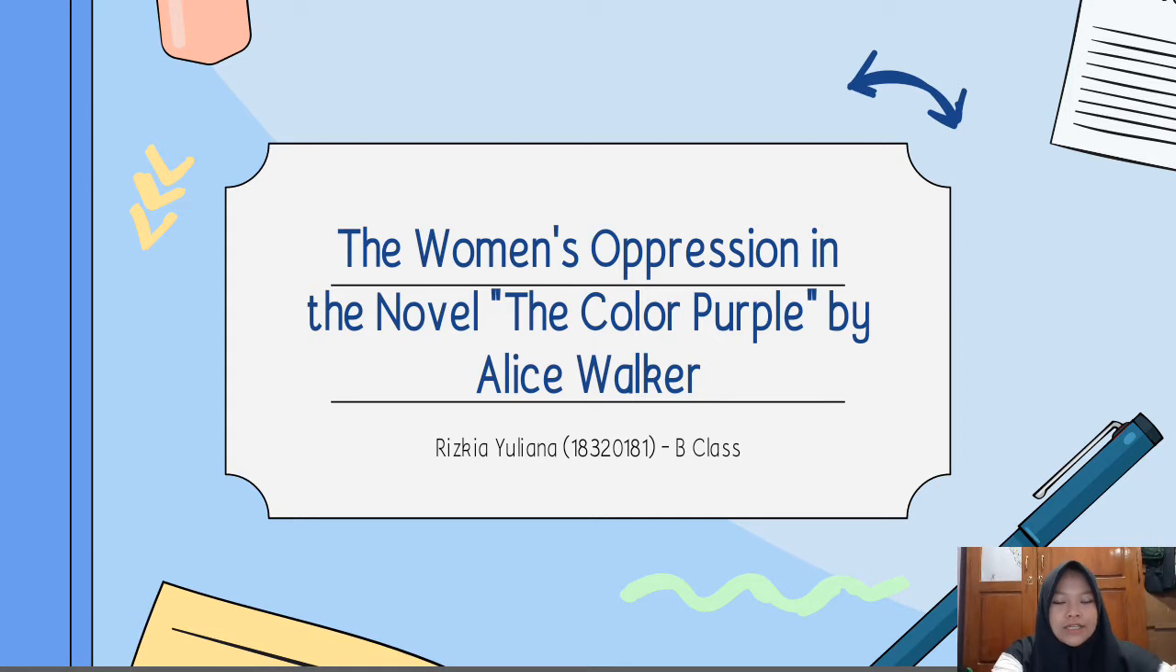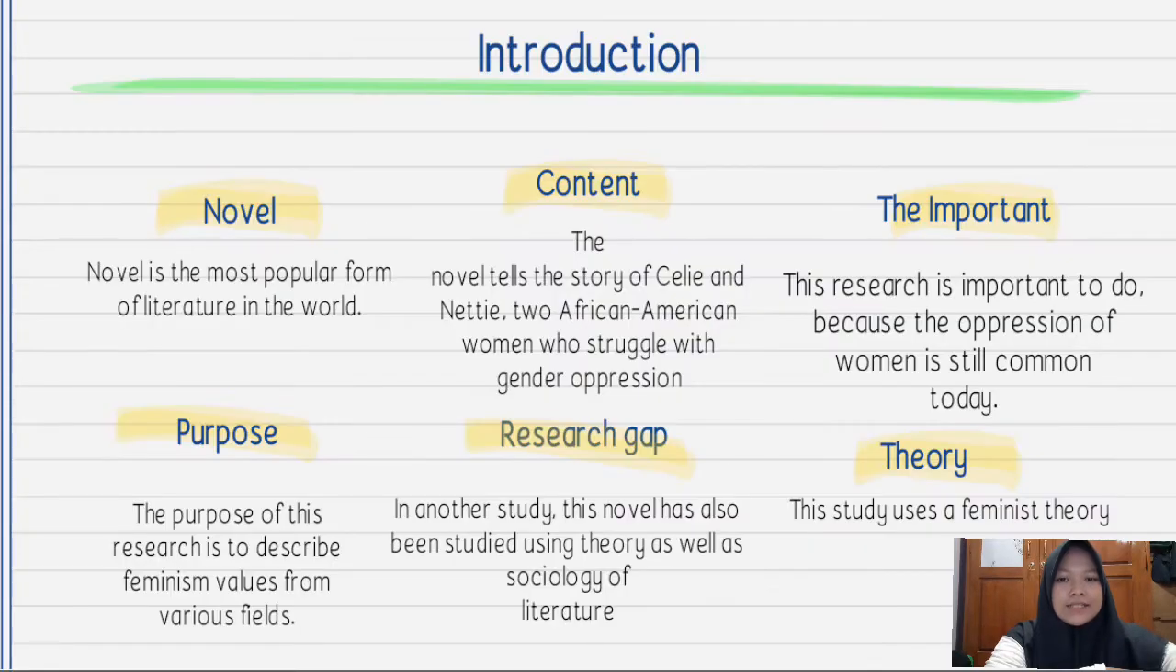First, in this study, the author chose the title The Woman's Oppression in the novel The Color Purple by Alice Walker. Next is the introduction. In the introduction, there are 6 paragraphs. In the first paragraph, the writer explained about the novel in general.